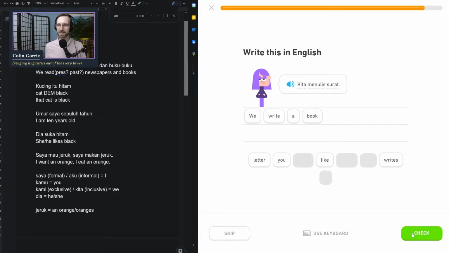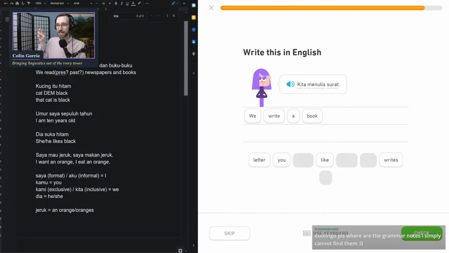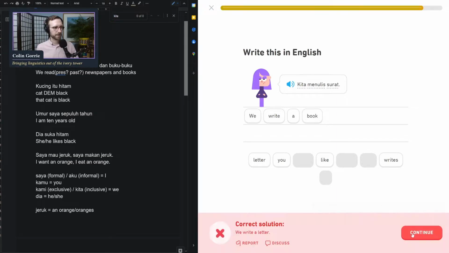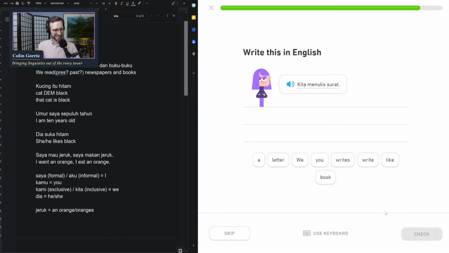A lot of times these sentences would never occur out of context, like the "he likes black." It's very strange to have these things come out of nowhere and just like, okay, well, that's the translation. Or this is how I'm going to attempt to translate it into Indonesian. Oh, it was a letter. It wasn't a book. Surat. Kita menulis surat. Right. We write a letter.